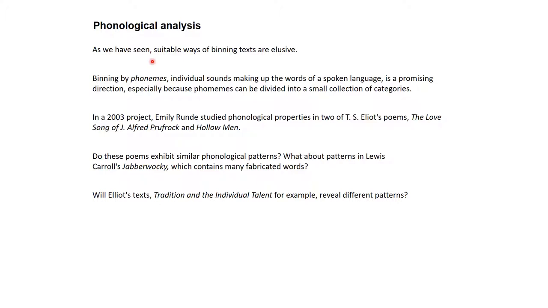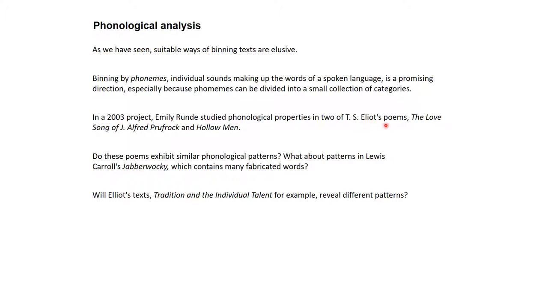The example I'm giving you has been done by a phonological analysis. Phonology means how the words sound, what the sound of the letter is. So there are different ways of binning the text. This work was done in 2003 by Emily Rand, who studied the phonological properties in several different texts.